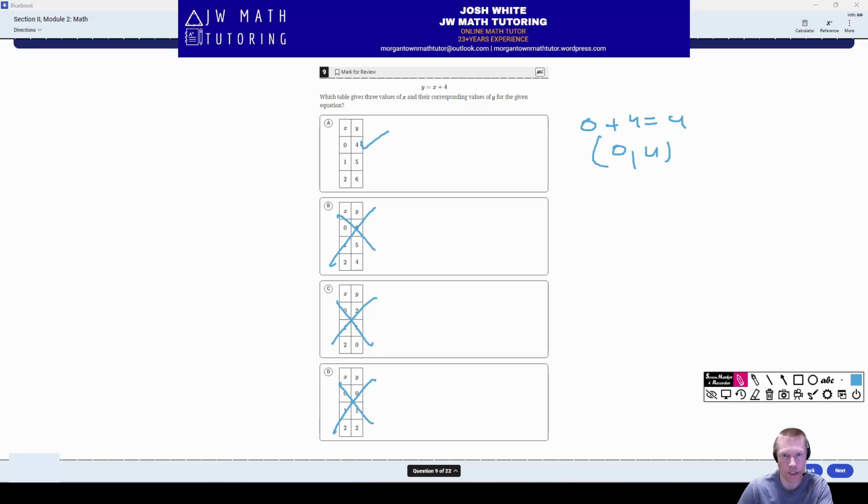And you didn't even actually need to do that. You should be able to look at this equation and realize, oh, the y-intercept value is 4, therefore I would expect to see 0, 4. In other words, I didn't even need to plug 0 in. You should just be able to recognize that's the y-intercept.